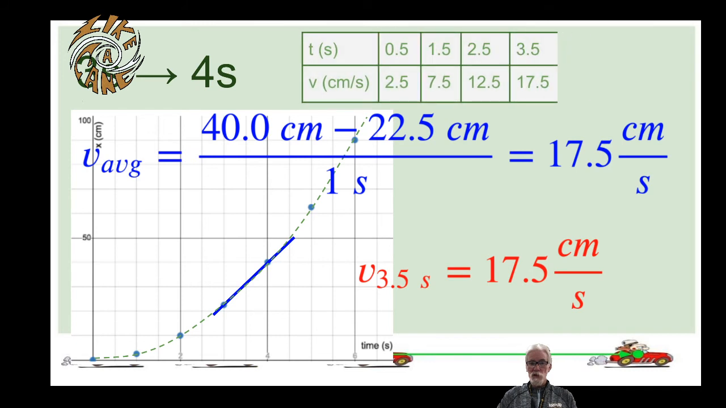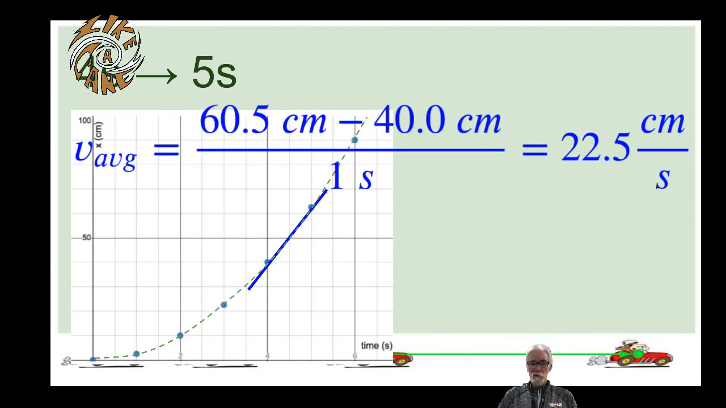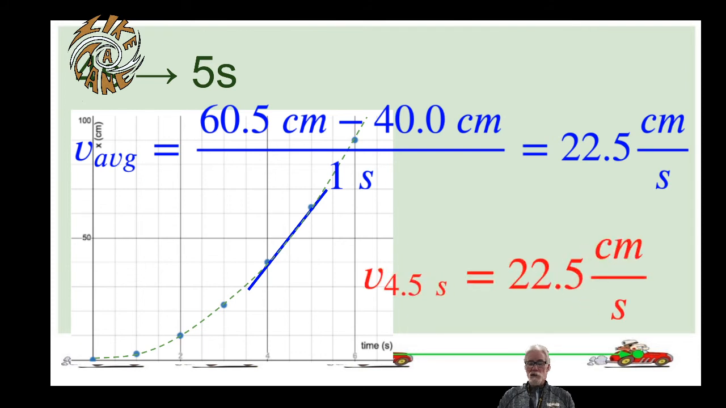Update the chart. Looks like this pattern is continuing, if you notice that pattern. From 4 seconds to 5 seconds, we find that the average velocity is 22.5 centimeters per second, which means that at 4.5 seconds, the instantaneous velocity is 22.5 centimeters per second.